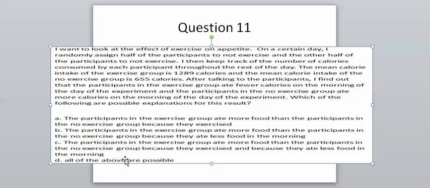So all of these are possible. It could be that the participants in the exercise group ate more food, and that exercise was the only reason. It could be that they ate more food because of having less food in the morning, and that's the only reason. Or it could be both reasons. It could be that the exercise made them eat more, and not eating breakfast also made them eat more. So it's actually A, B, and C could all be correct, or any one of these could be correct.